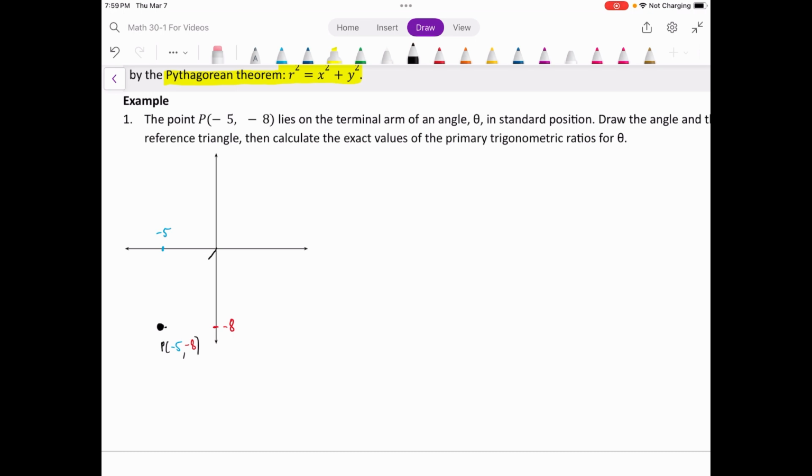But for our rotation angle in standard position, we now know that that point lies on the terminal arm of our angle. So all I drew there was the terminal arm of an angle. And think about this, right? Now we know, okay, so my angle looks something like that if its terminal arm is going to pass through an x-coordinate negative 5 and a y-coordinate of negative 8. Okay, so there we go.